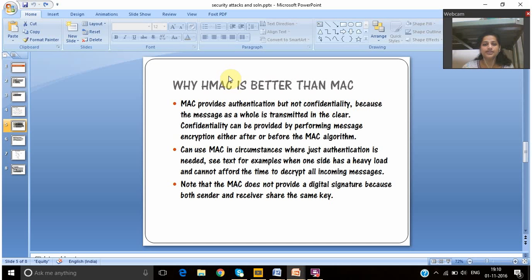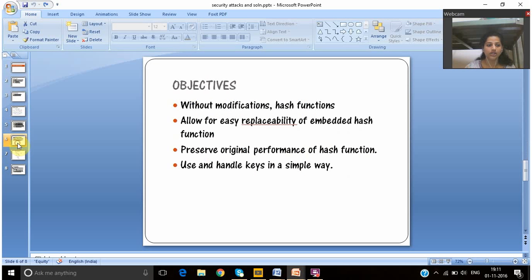Now, to conquer these security attacks, one method is to authenticate the message that is being sent. Using the MAC protocol we can do that, but MAC provides only authentication of the message and there is no confidentiality. So to overcome that, HMAC was introduced. MAC also does not provide a digital signature because both the sender and the receiver share the same key. So HMAC is a better protocol. These are the objectives of HMAC.